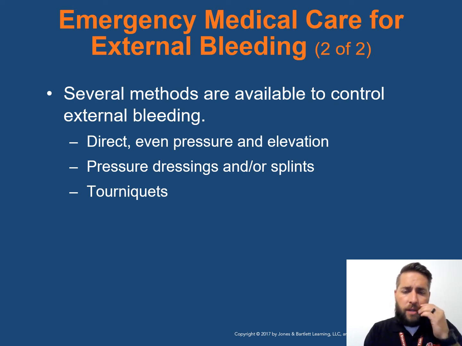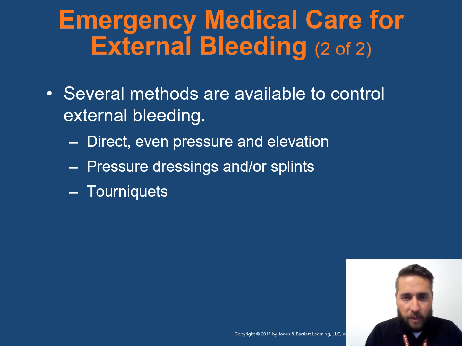The easiest way to control external bleeding is direct, even pressure. You can use pressure dressings or splints. John will talk to you guys about that next Thursday. And tourniquets. I love tourniquets. Tourniquets are great in extremities. They don't work so good on the neck. We shouldn't be using them on the neck.